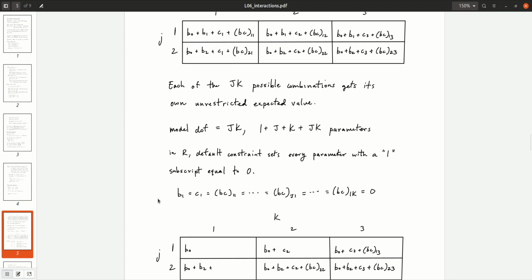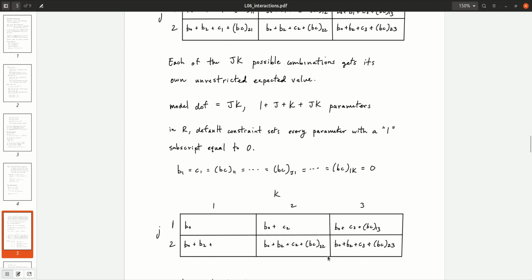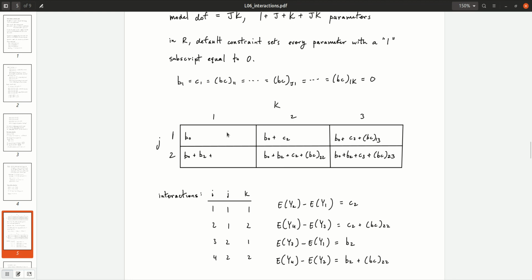Writing them all out, if you apply that constraint to the table above, you get this table below. Keep in mind, we have not changed the model at all. We've just imposed a constraint on the parameters so that the design matrix will have full rank. So this is the same exact model. But now, since it's not over-parameterized, we can interpret the individual parameters. b0 is interpreted as the expected value when both factors are at their first level.